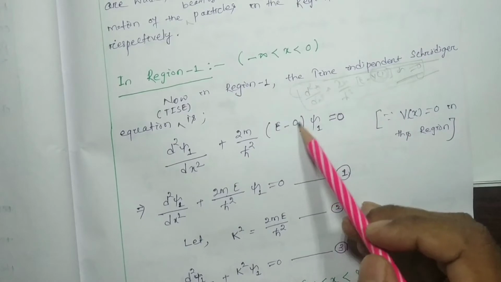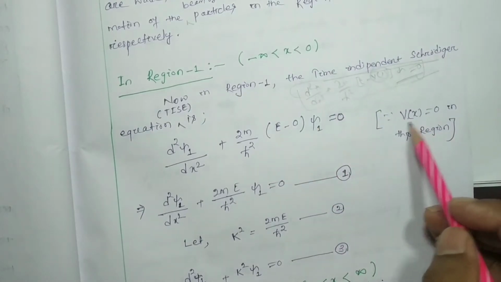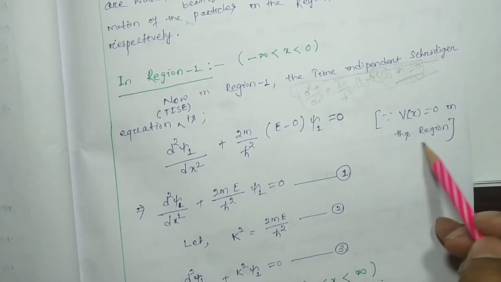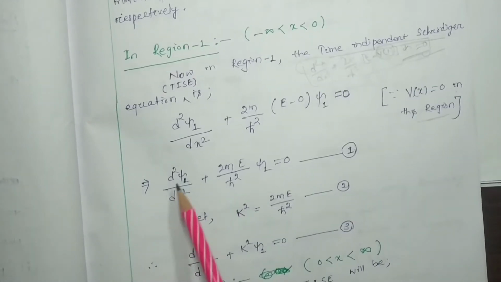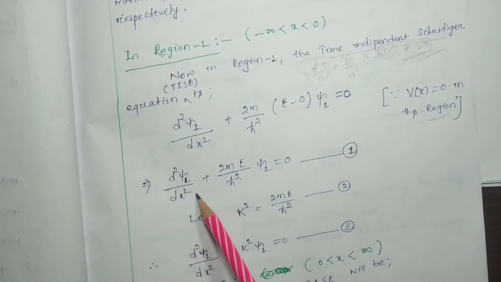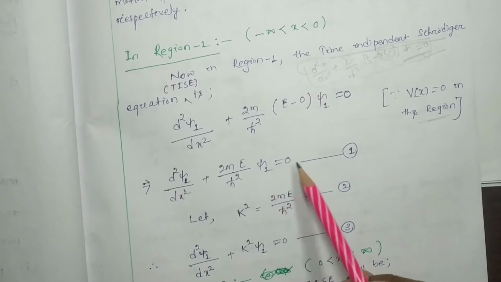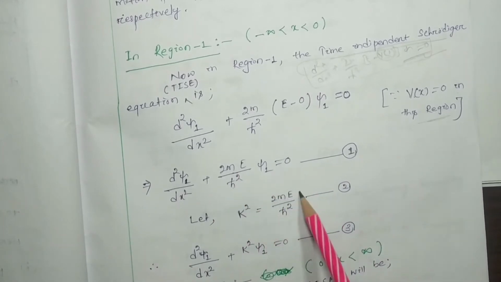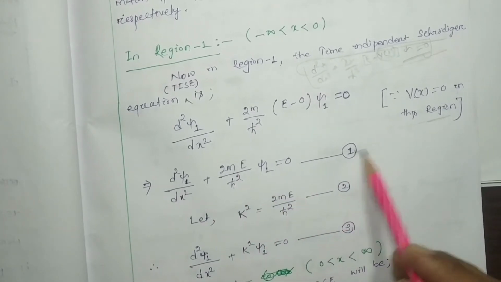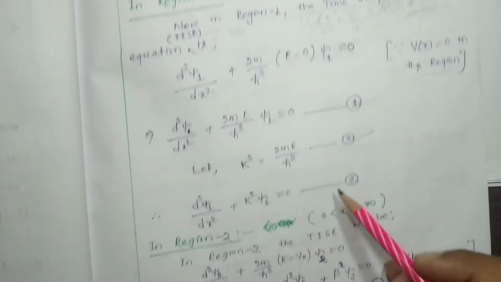Instead of Vx I have to write 0, ψ1 equal to 0, because Vx equal to 0 in this region. Now it can be d²ψ1/dx² plus 2mE/ħ² ψ1 equal to 0. Let k² equal 2mE/ħ². Let this be equation number 1 and this be equation number 2.